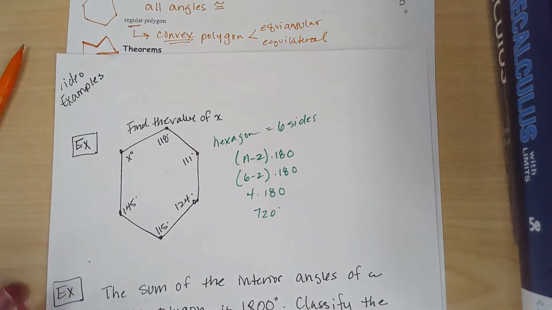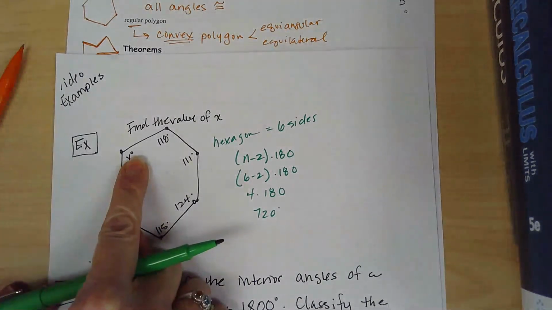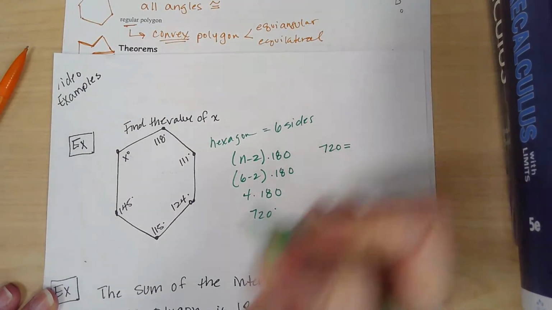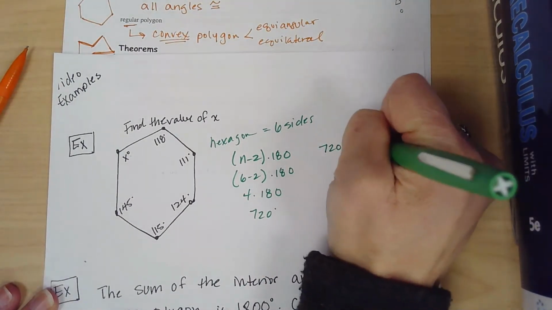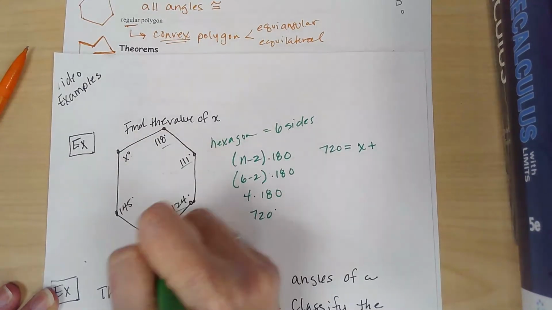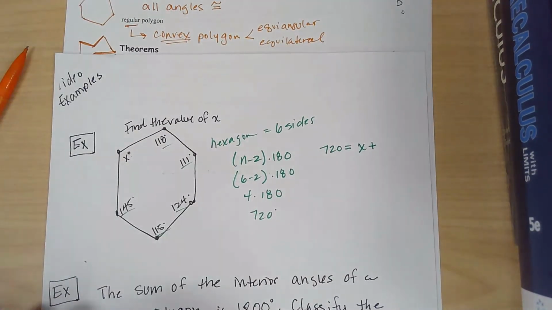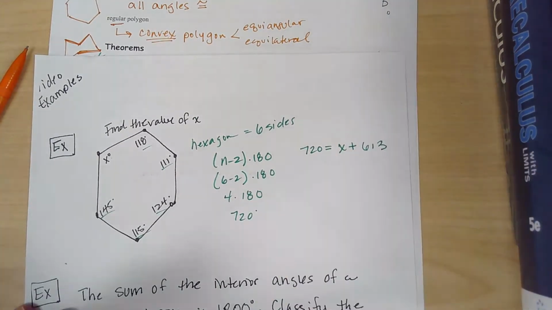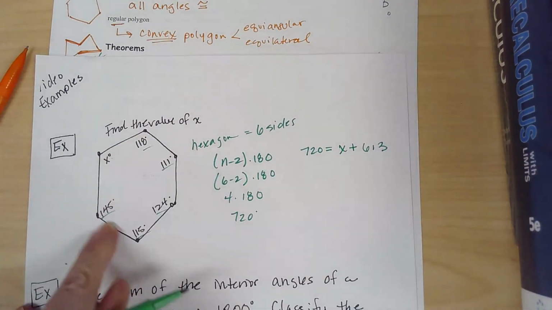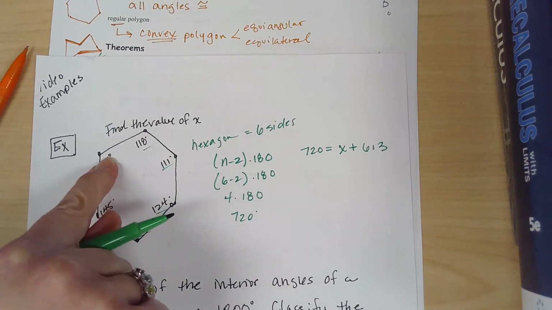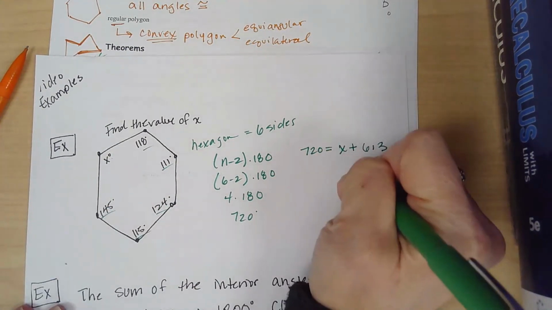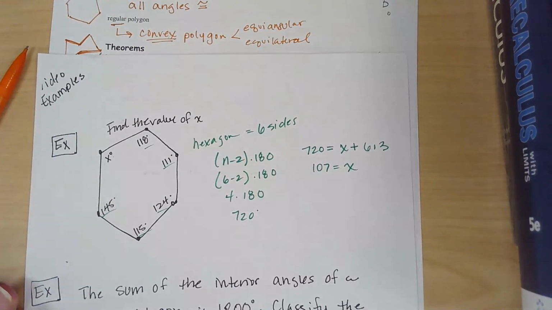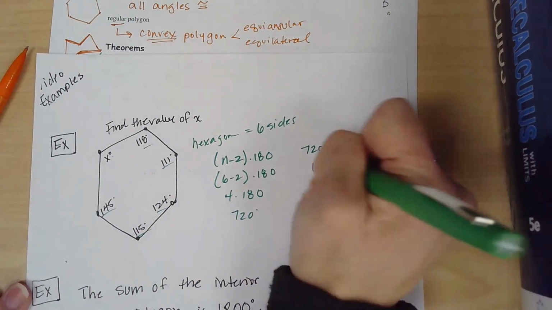So now, if I wanted to solve for x, all I'd really have to do is say 720 degrees equals x plus, and then just add up all these numbers. I'm going to add up all those on my calculator, and I get an answer of 613. So all of these here add up to 613. So I'm going to add x, it has to equal 720. Subtract 613 from both sides. That means x, or this angle over here, is 107 degrees.